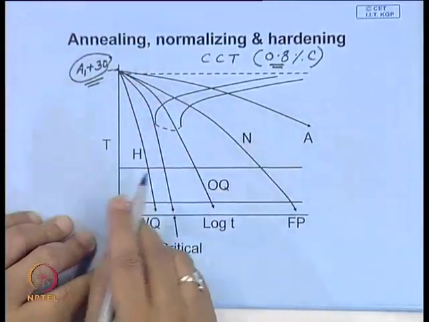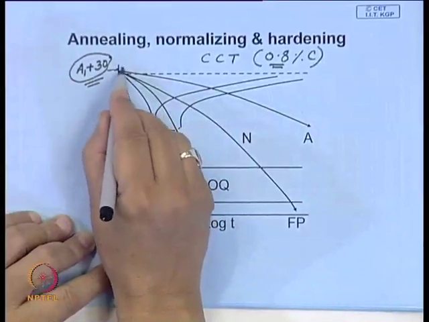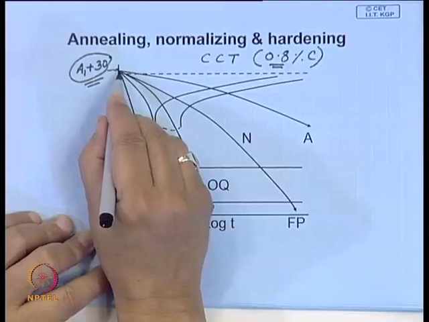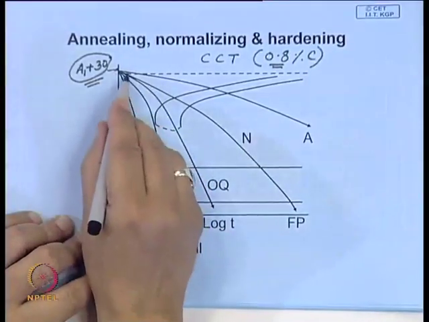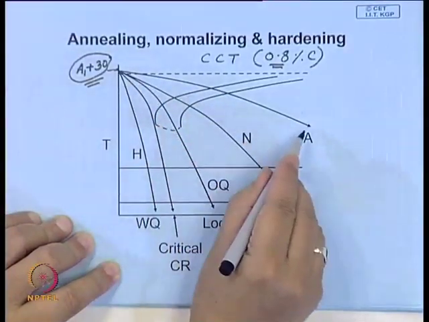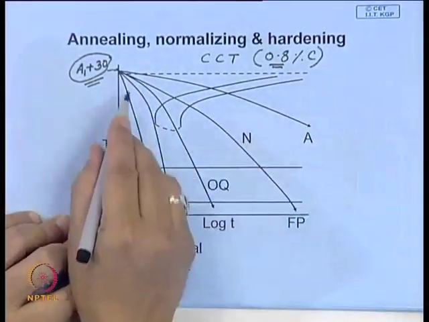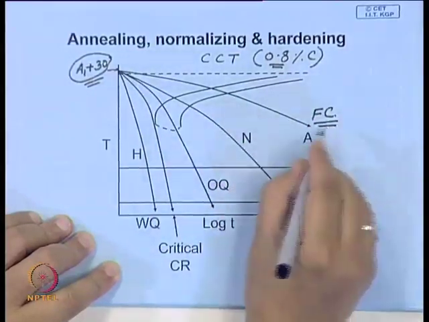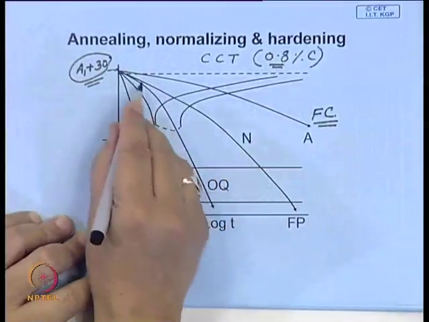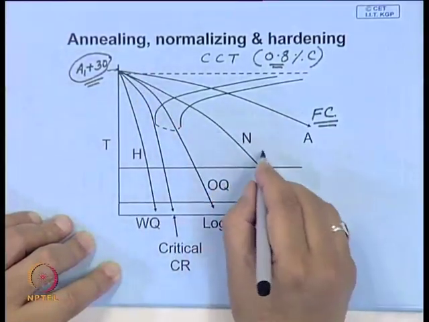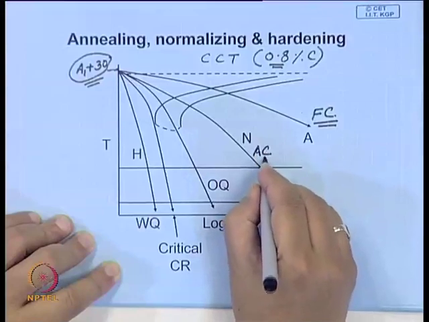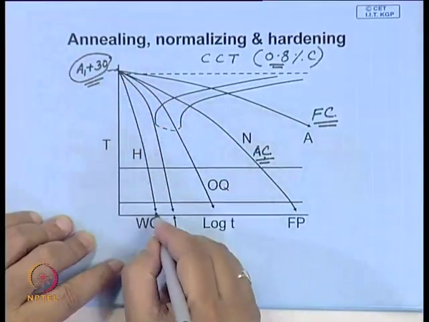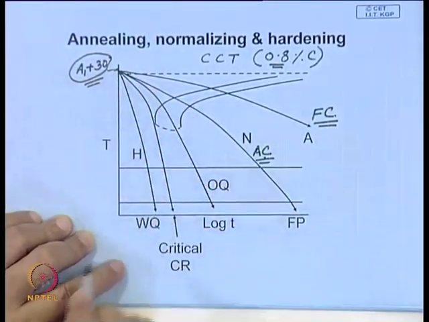and you soak it for a sufficient length of time to ensure that the entire steel has been converted into austenite. And after that, if you are annealing, you cool in the furnace, which is a very slow cooling, whereas in normalizing you take out the job and let it cool in air. So, air cool, whereas to harden you water quench, and when you water quench, the cooling rate is very fast.